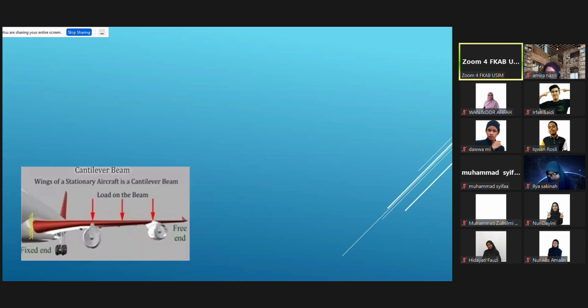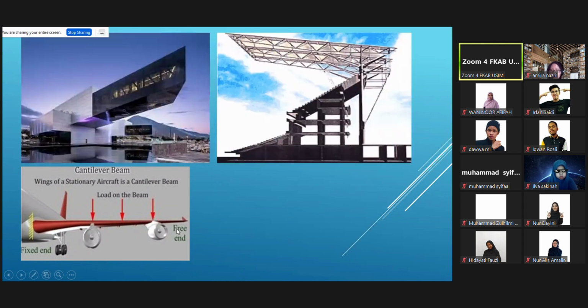Kalau you look at an airplane, the plane wing is also cantilevered because it is joined on one side. So the wing of a stationary aircraft acts as a cantilever beam. There is load on the beam, load particularly inside the beam. Here is the fuel, minyak kat terbang. It's all stored in the wing, plus the turboprop, the jet engine, that will take the load.